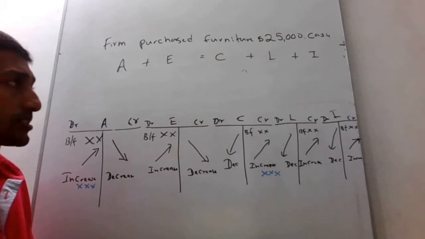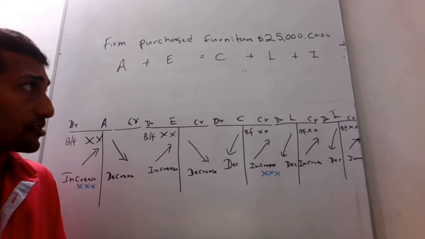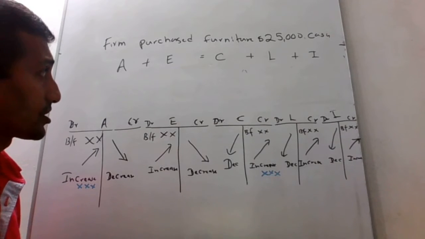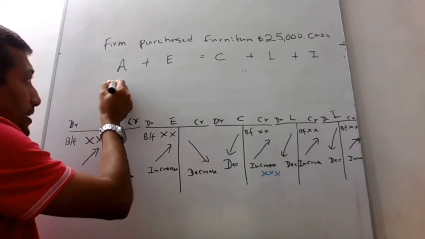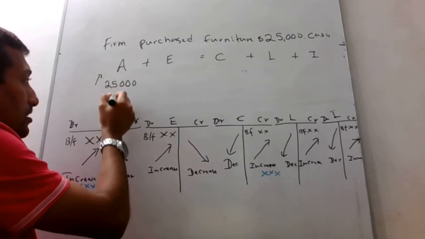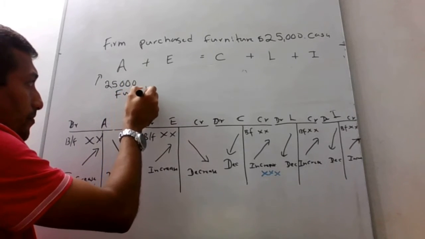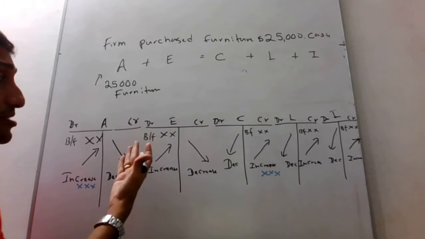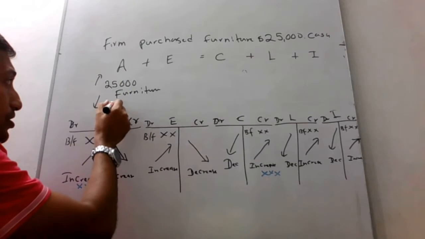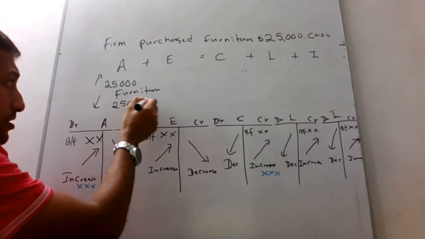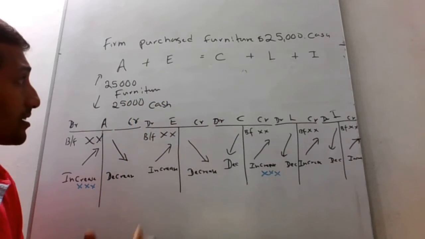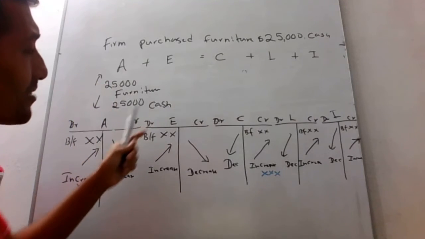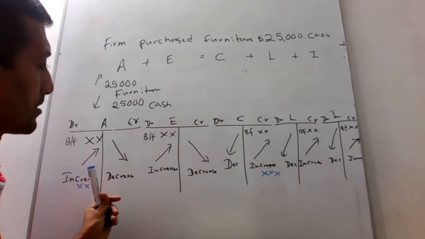The business purchased furniture for 25,000 by paying cash. So what is the effect here? When you purchase 25,000 of furniture, you're going to get a new asset called furniture of 25,000. However, at the same time, you are utilizing your cash, so your cash is going to reduce by 25,000. So you can see this is a one-sided transaction, the two entries are on the same side. One asset increases, another asset decreases.